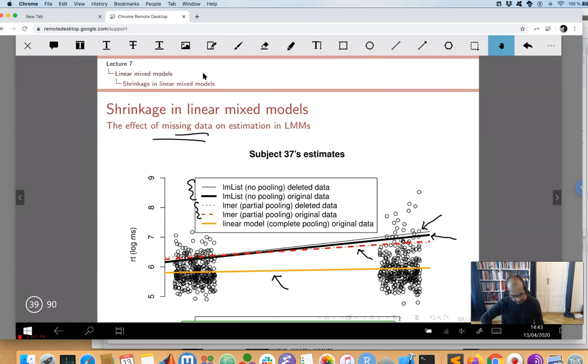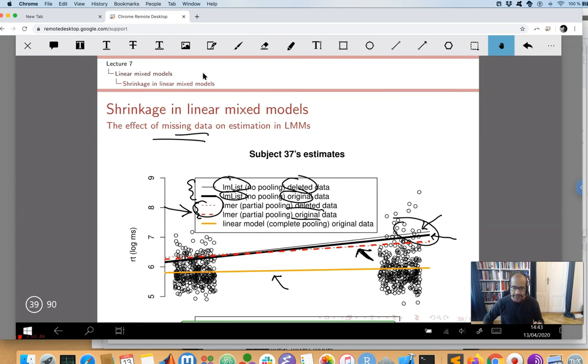linear mixed model is completely unaffected. The linear mixed model is completely unaffected by the fact that you have deleted or undeleted data, right? The lines, these broken lines, are sitting on top of each other, right? You can see that here. But the lmlist function estimates for subject 37 for the deleted versus original data have very different slopes. You can see that here as well. Okay.